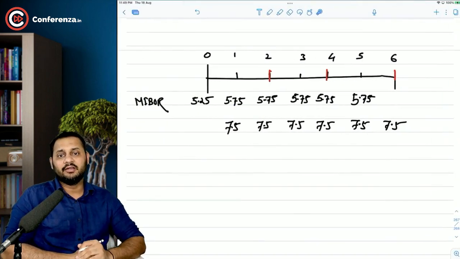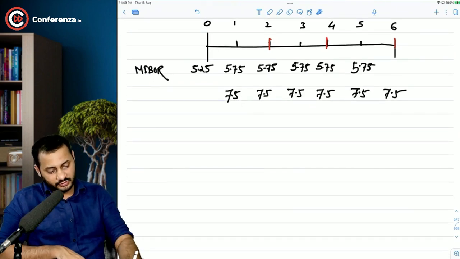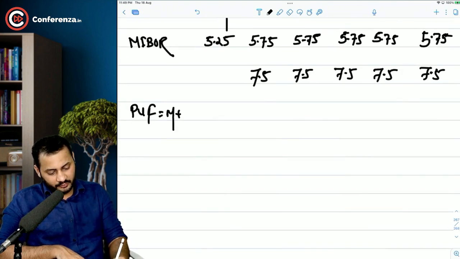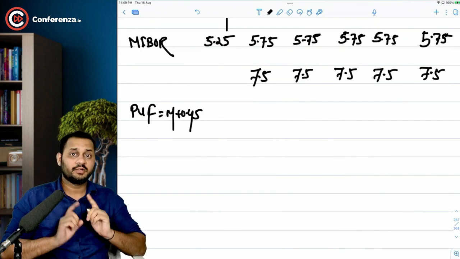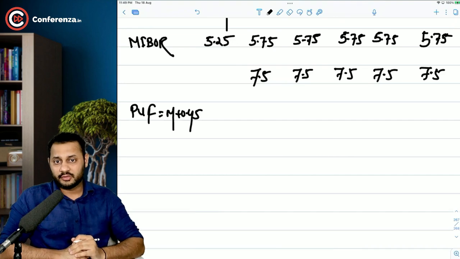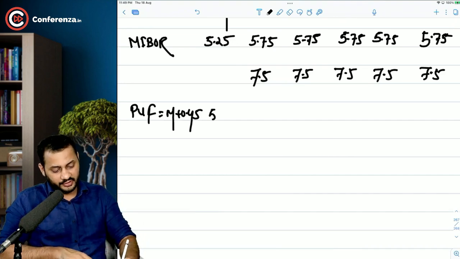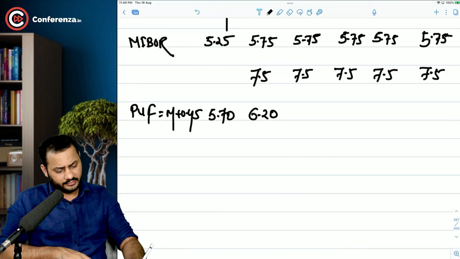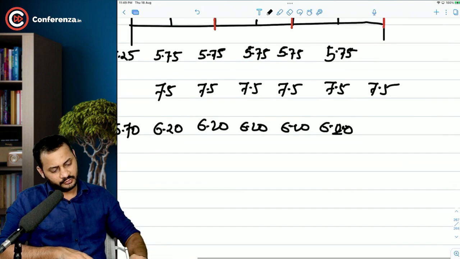And the MIBORs are here. These are the MIBORs. So for the present value factor, the rates will be MIBOR plus 0.45, not 0.75, first of all. This is the cost that you will have to bear. So if you add 0.45 to each of them, it will be 5.70, 6.20, 6.20, 6.20, 6.20.